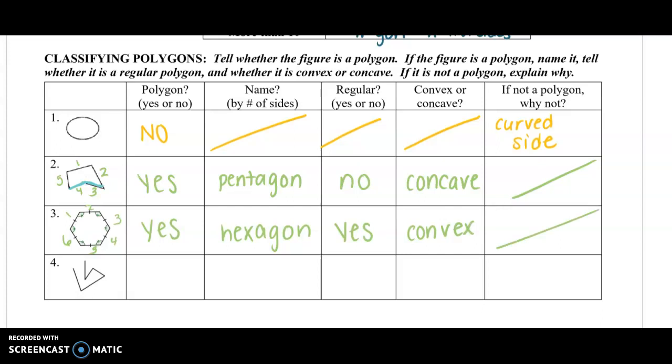For number 4, is this a polygon? Yes or no? It is not a polygon. And why is it not a polygon? Because right here, it is not closed. It has to be closed to be a polygon. Okay, so the other 3 in the middle, you do not have to answer.